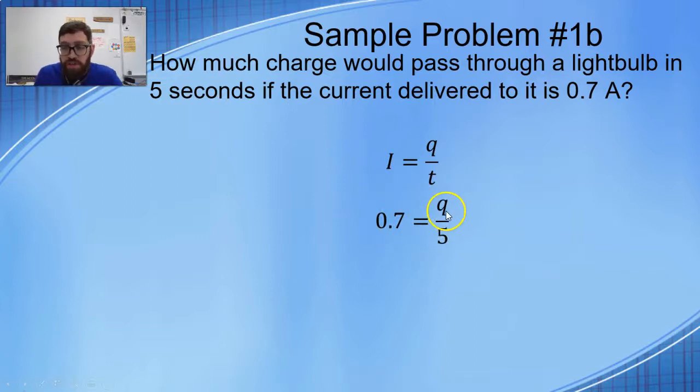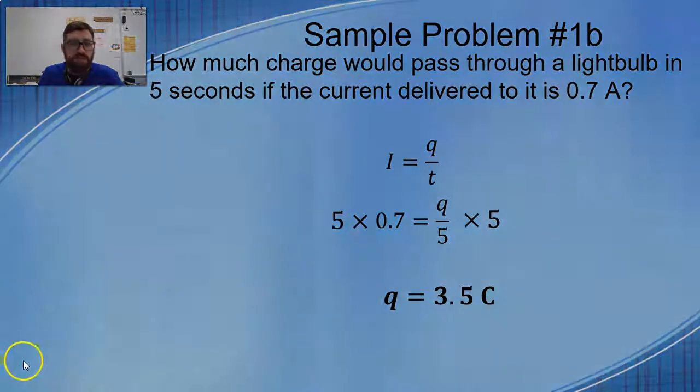To solve for Q, this is division, so we're going to do multiplication, which is the opposite. Multiplying by 5 on both sides gets rid of it over here, leaving us with only Q. And 0.7 times 5 is 3.5. So 3.5 coulombs is the answer to this question. So there's a couple simple examples of how to use this I equals Q over T equation.